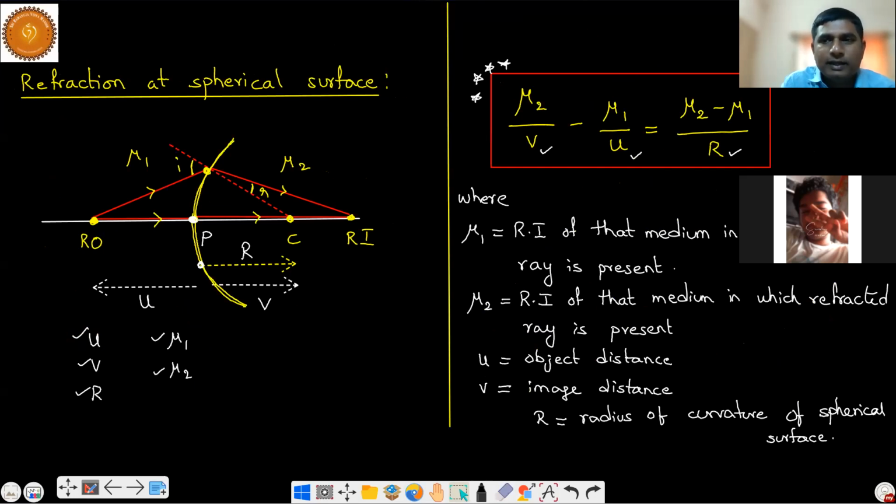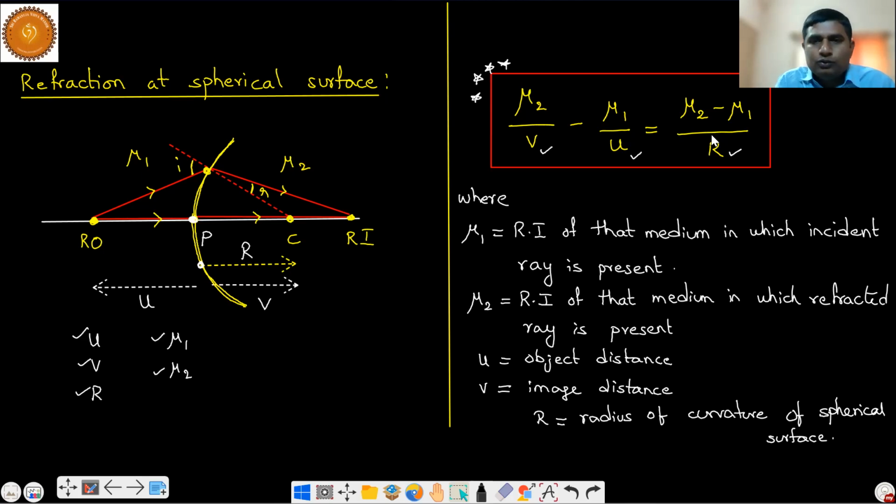A very, very important formula I gave you in the last class, to find out the position of image. When refraction happens at spherical surface, the formula is mu2 by v minus mu1 by u is equal to mu2 minus mu1 by r. Where mu1 is the refractive index of that medium in which incident ray is present, mu2 is the refractive index of that medium in which refracted ray is present, u is object distance, v is image distance, and r is the radius of curvature of spherical surface.